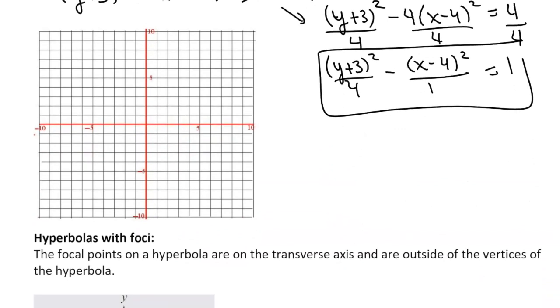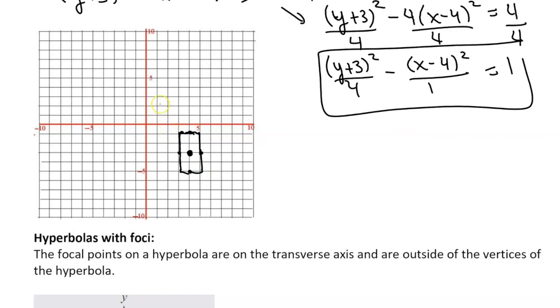So let's think about this. You know that it's going to be pointing up and pointing down. You know that it has a center point of 4 for x and down 3 for y. So at 4, negative 3, you would have a center point right there. And then your y's are going up 2 and down 2, and your x's are going left 1 and right 1. So we have a small fundamental rectangle. Okay, there we go.